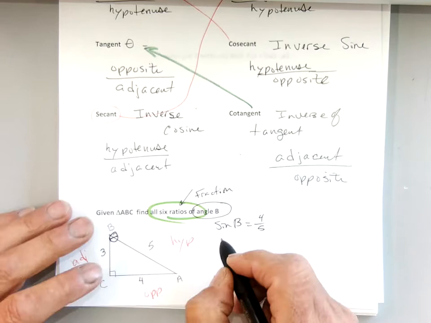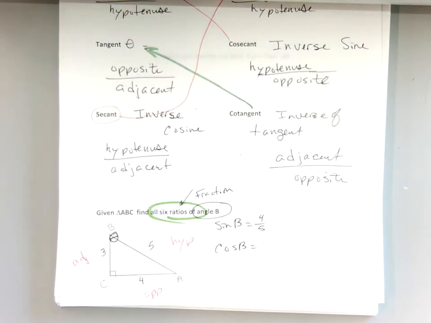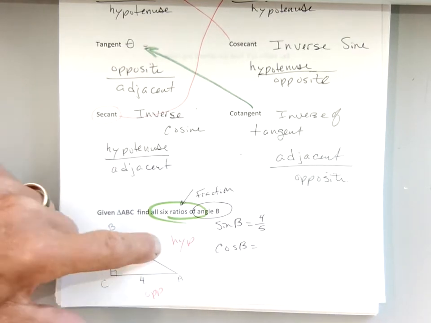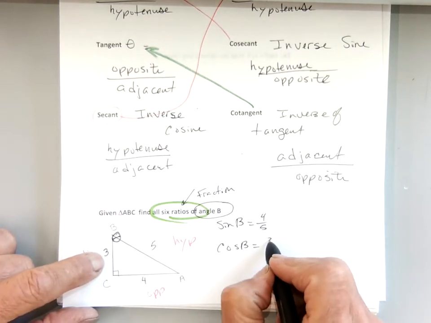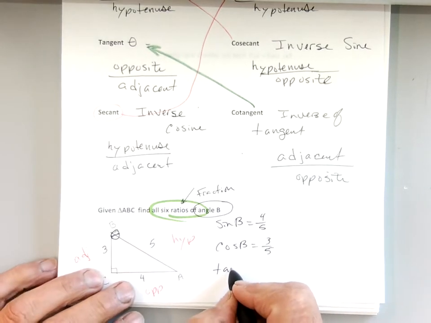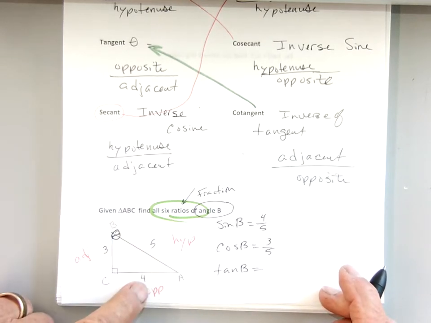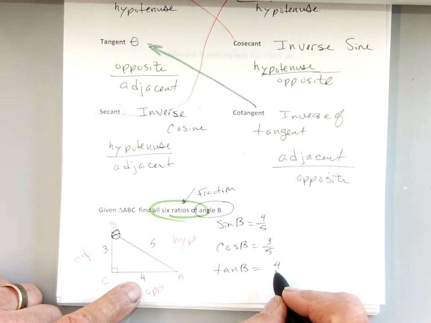So that's my answer. Cosine of B, if we look up on the board or in our notes, cosine is the adjacent over the hypotenuse, so it's just 3 over 5. The tangent of B, if we look up on the board or in our notes, is equal to the opposite over the adjacent. Opposite over adjacent is 4 over 3.